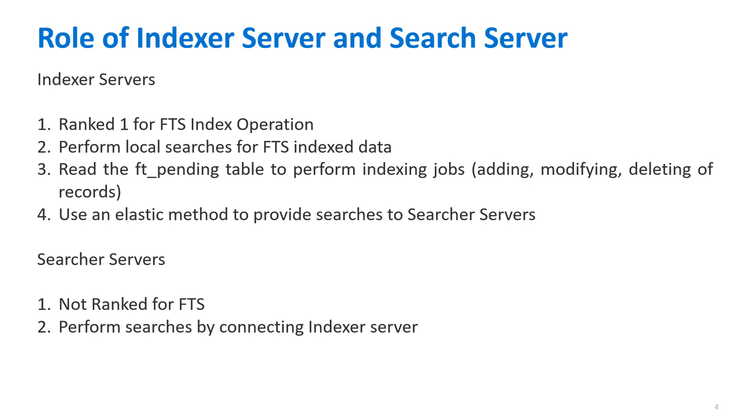The rank 1 server, whenever we configure it, is mainly used for FTS index operations. It also handles the local searches for FTS index data. Its job is to perform the indexing, so whenever there is a modification, addition or deletion of records, it performs the indexing. Another use is to provide the searches to the search servers. For search servers, we do not define any rank at all. Their job is to go to the indexer server and give us the results.